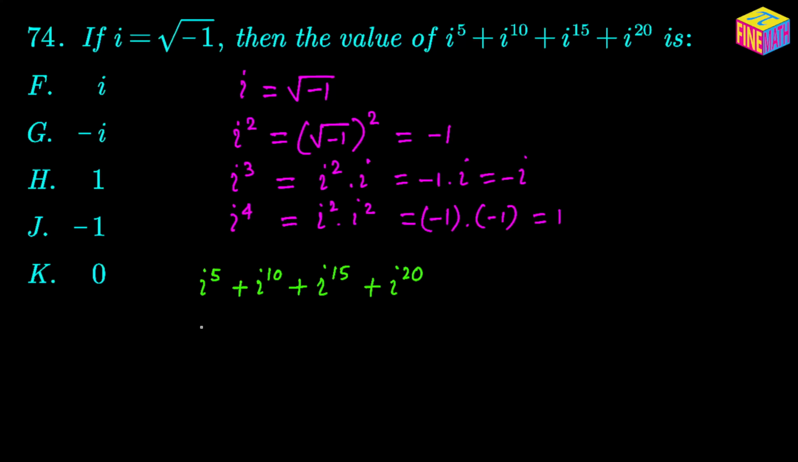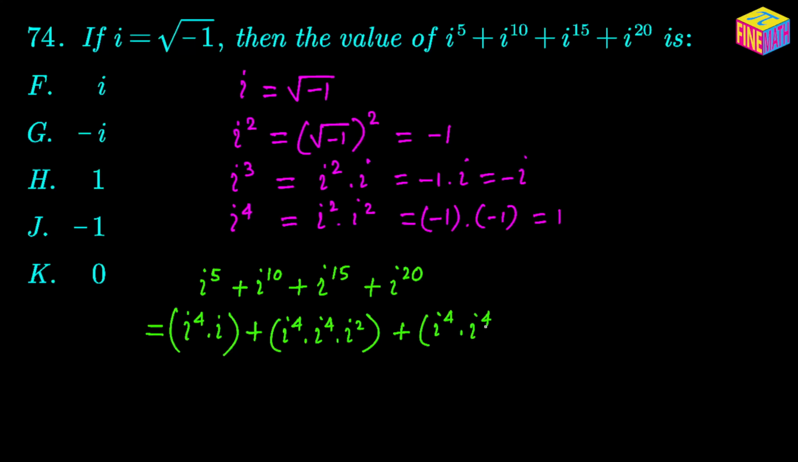If you look at each of these terms, the first term can be written as iota to the power 4 times one more iota, that makes it iota to the power 5. Similarly, the second term, iota to the power 10, can be written as iota to the power 4 times iota to the power 4 times iota squared. The third one can be written as iota to the power 4 times iota to the power 4 times iota to the power 4 times iota cubed. And the fourth term, iota to the power 20, can be written as iota to the power 4 whole to the power 5.